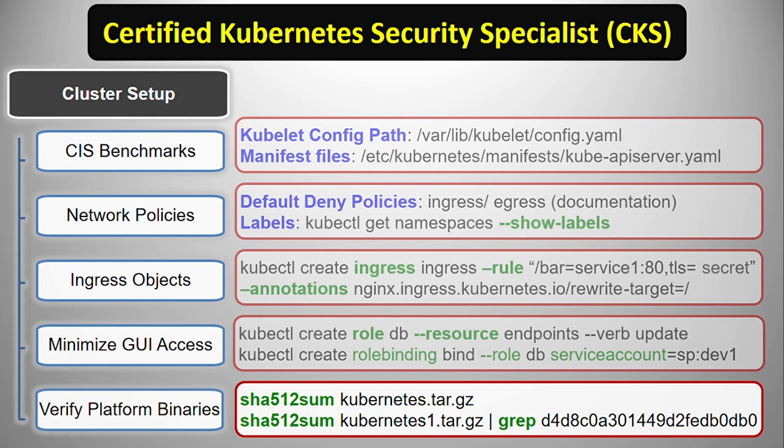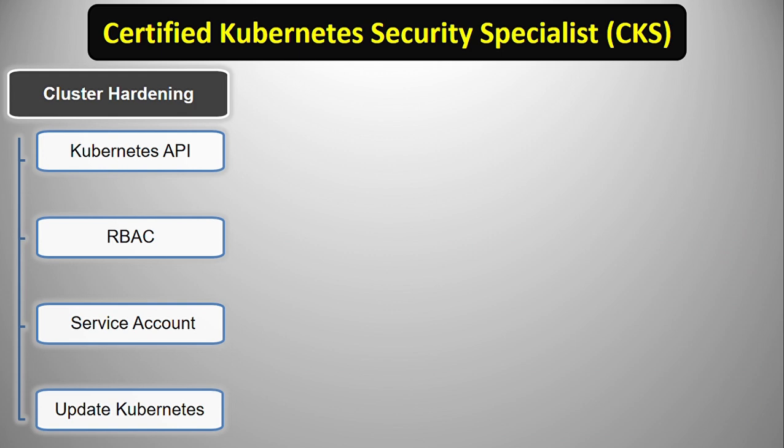Coming towards the second domain is cluster hardening with 15% weightage, comprising restricting access to the Kubernetes API, role-based access control, secure usage of service accounts, and updating Kubernetes. When a request reaches the API, it goes through several stages illustrated in the diagram.